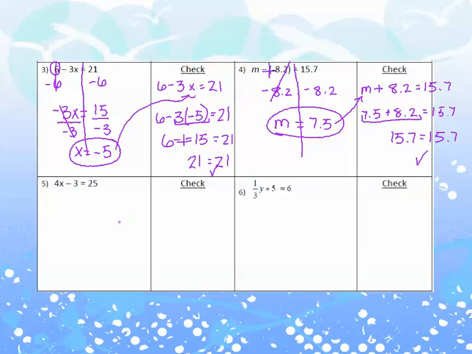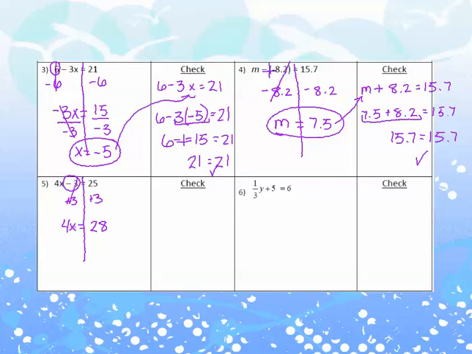Go ahead, solve number 5. Try it on your own. When you're ready, unpause the video and we'll go over it together. Alright, let's go over this one quickly. Constant is negative 3, so I need to add 3 to both sides. That'll cancel. I'm left with 4x is equal to, and 25 plus 3 is 28.